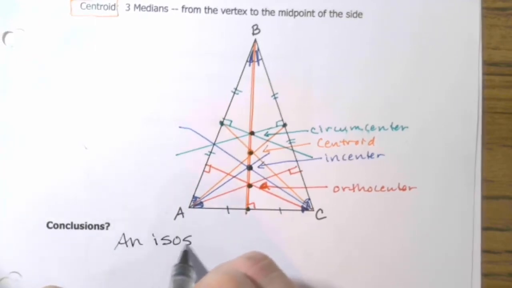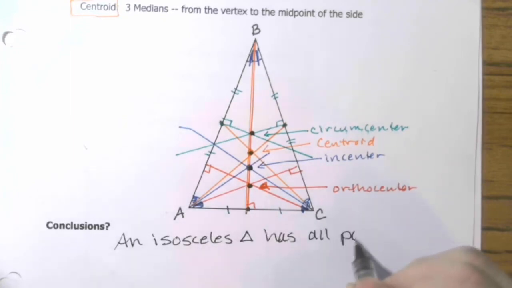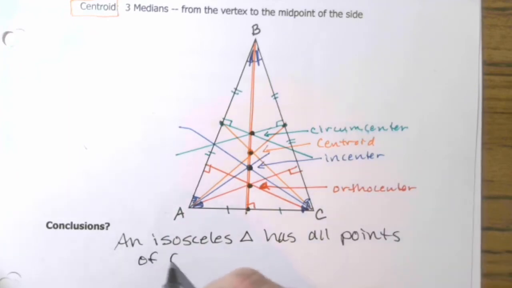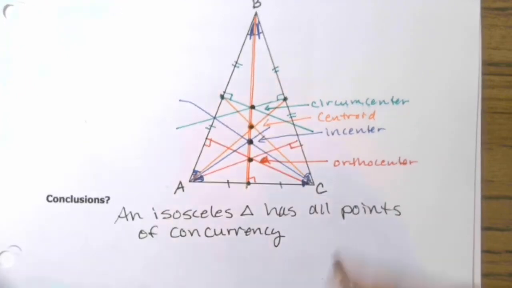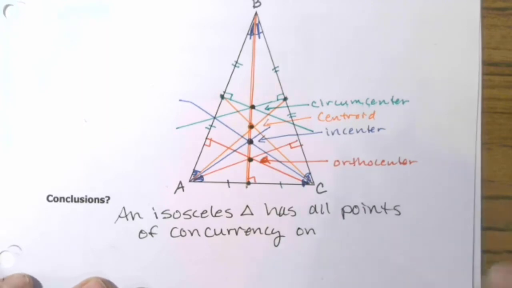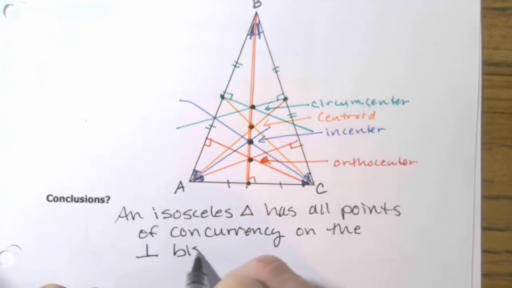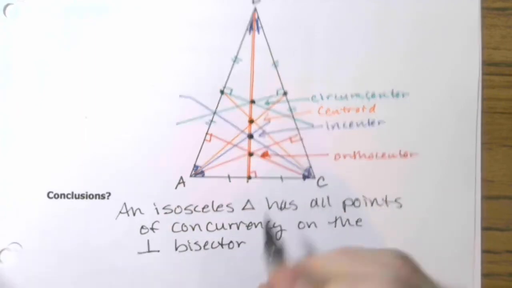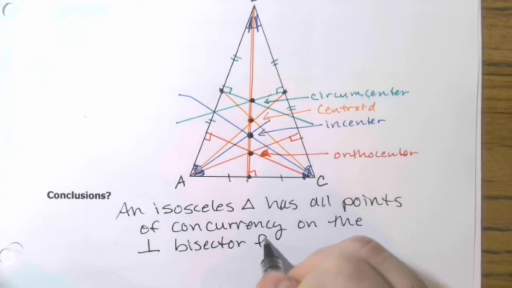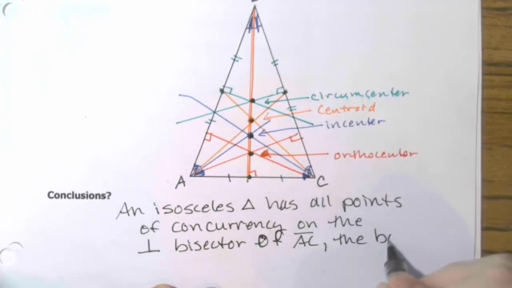An isosceles triangle has all points of concurrency on the perpendicular bisector of side AC, the base.